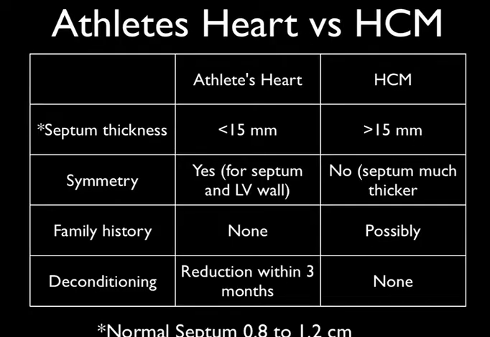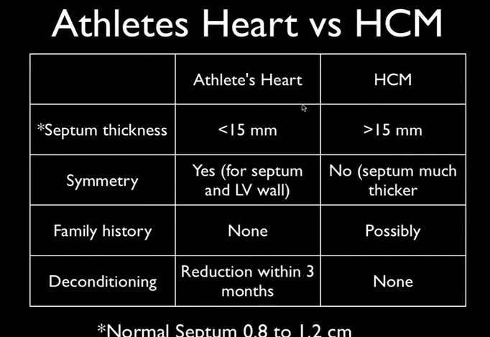As this next chart shows here, a normal septum is between 0.8 and 1.2 centimeters, and so that's kind of the thing to memorize. And then once you get above 1.5 centimeters, you get this hypertrophic cardiomyopathy.